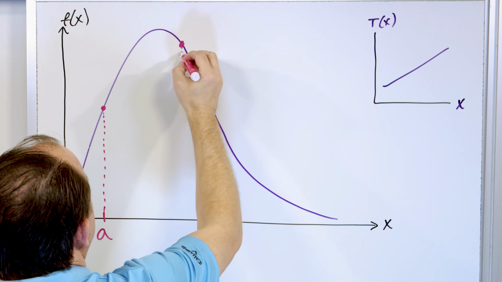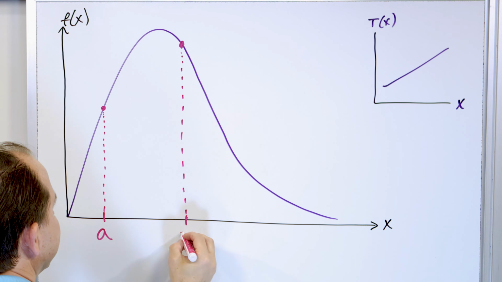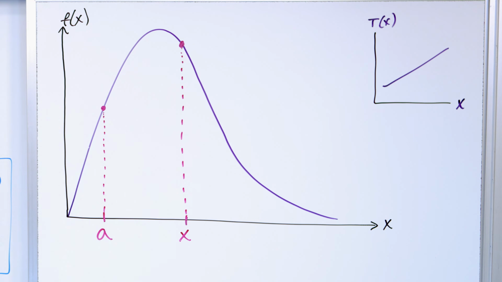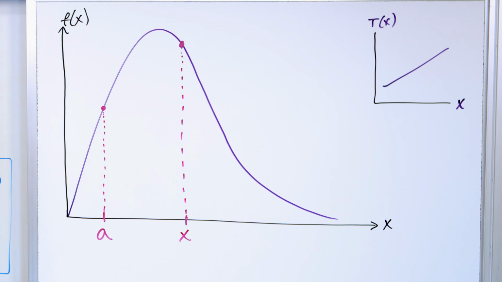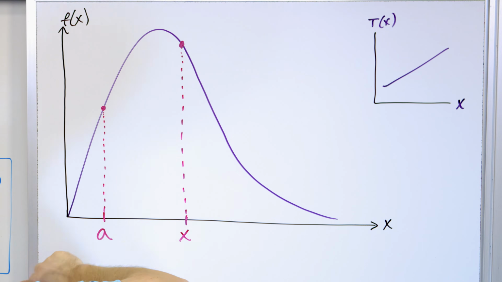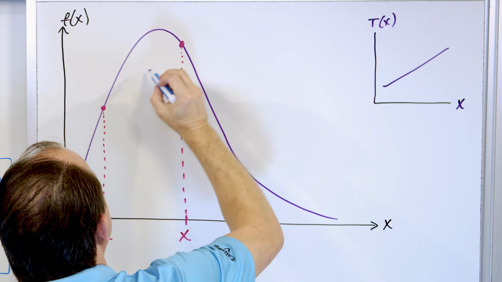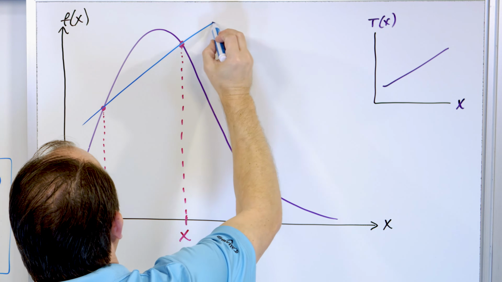And this point, if I draw a dotted line down, I'm going to call this the X position, okay? This is A, this is X, right? And if I wanted to do a very crude approximation for the slope of the line right here, then what I would do is I would just draw a line through these 2 points, which I'm going to have a hard time getting perfect, but that's roughly it.